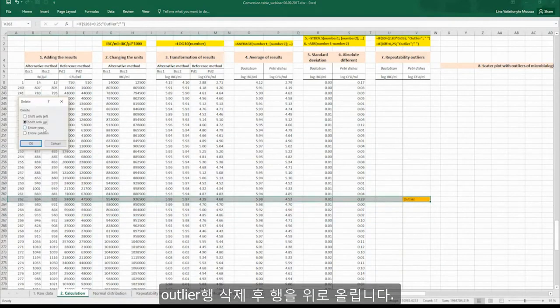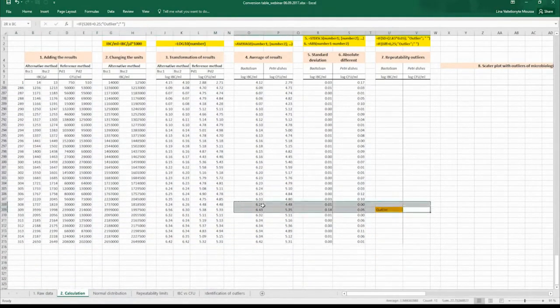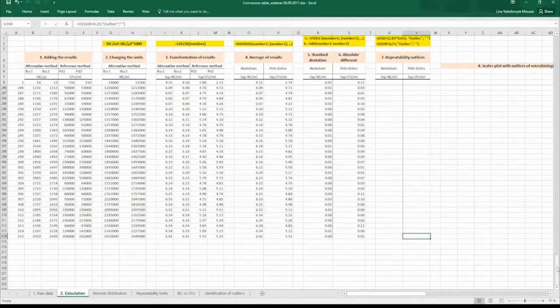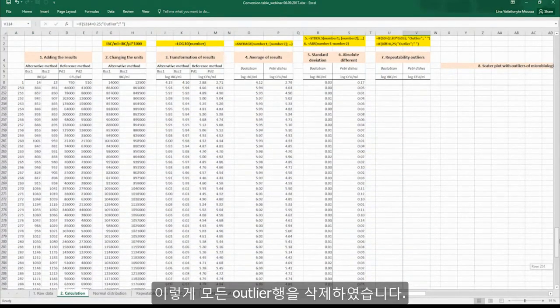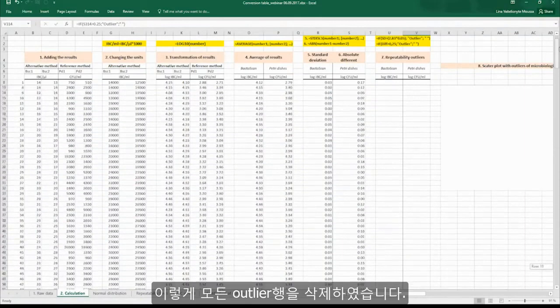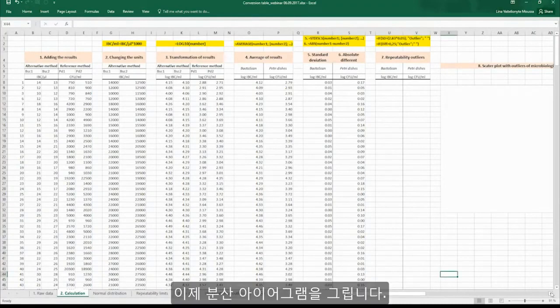When you're pressing delete and Cells are marked, shift cells up. So when this one line is deleted, all cells will shift up. So we deleted all repeatability outliers. We don't have any highlighted cells left. Now the next step, we have to draw the scatter diagram.